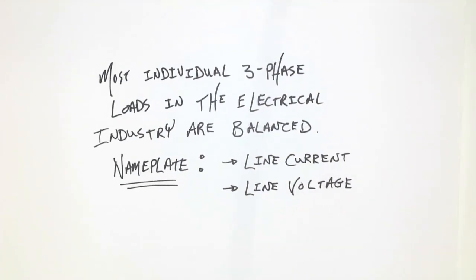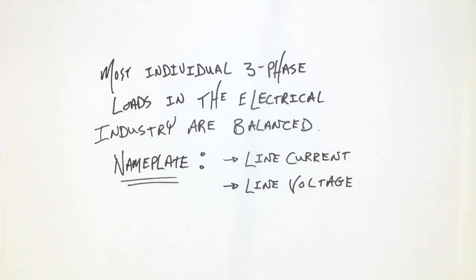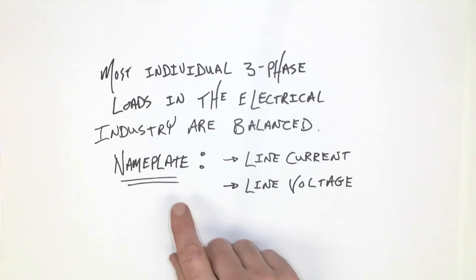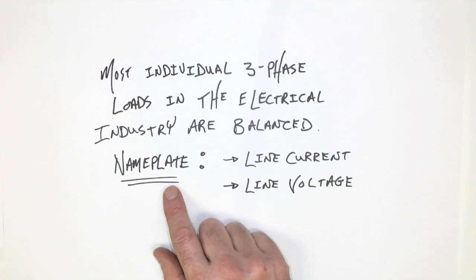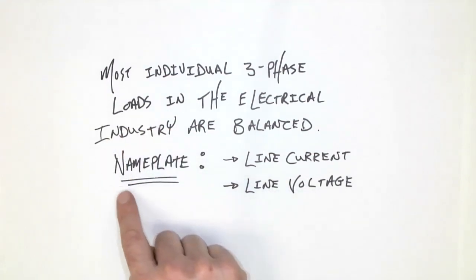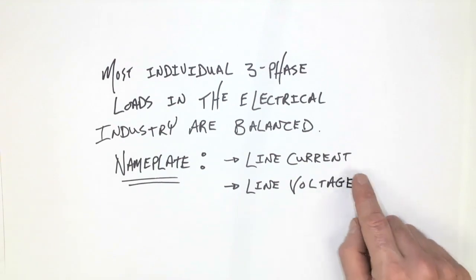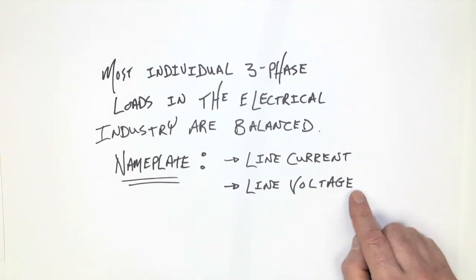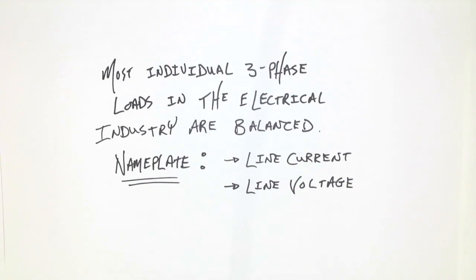Now, most individual three-phase loads in the electrical industry are balanced, most of them. The only times that we really see unbalanced loads would be in things like three-phase panel boards, where we really don't have control over what is connected to each individual phase. Now, when we're given a fully balanced three-phase load, usually the nameplate will only provide two bits of information: the line current and the line voltage, sometimes horsepower and other times the total watts, but line values are the standard for the electrical industry.